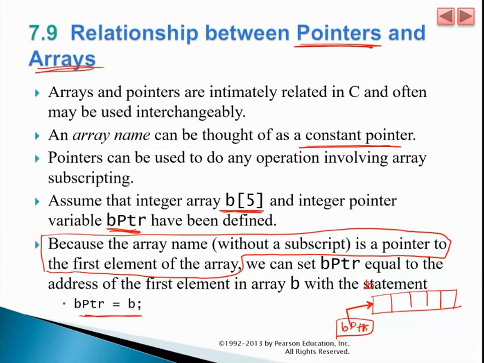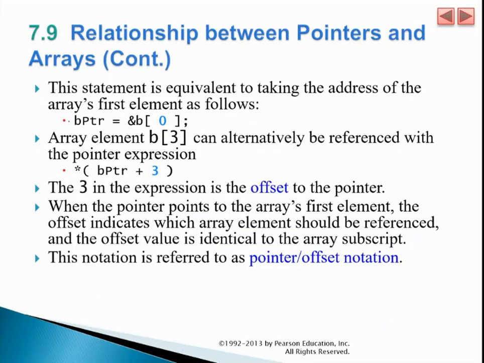If the array name is used without a subscript, it is a pointer to the first element of the array. And therefore, writing bPtr = B is allowed because we are setting bPtr equal to the address of the first element of the array. A pointer variable will always take an address, and B is nothing but the address of the first element. So this operation is perfectly fine, and this is the effect of the operation. This statement is equivalent to writing bPtr = &B[0], the address of the first location of the array. Both are equivalent. I hope you understand this.